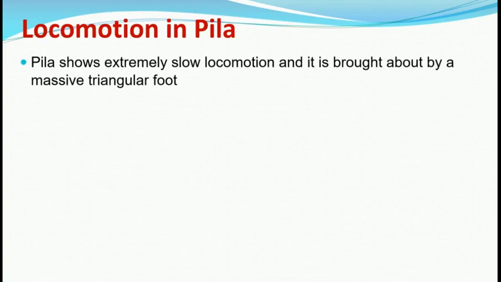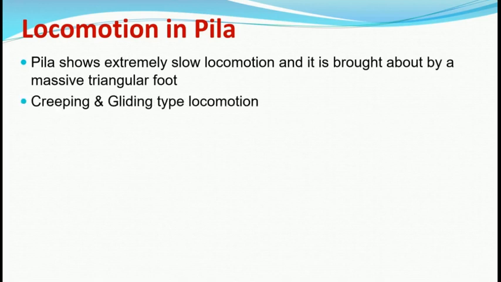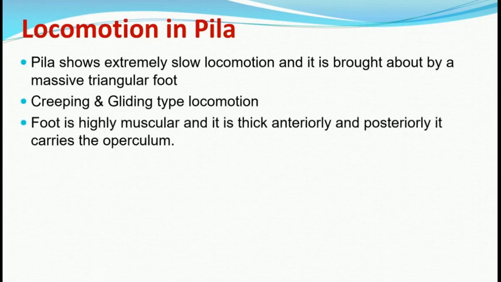Okay, so now let's come to the final part of today's discussion, that is locomotion in Pila. We have already studied that Pila is an extremely slow moving animal. So the locomotion is very slow and it is brought about by a single massive triangular foot which is ventrally situated. Now this Pila globosa or apple snail shows creeping and gliding type of locomotion like planarians, and the foot is highly muscular, thick anteriorly, and posteriorly it carries the operculum or lid-like structure.